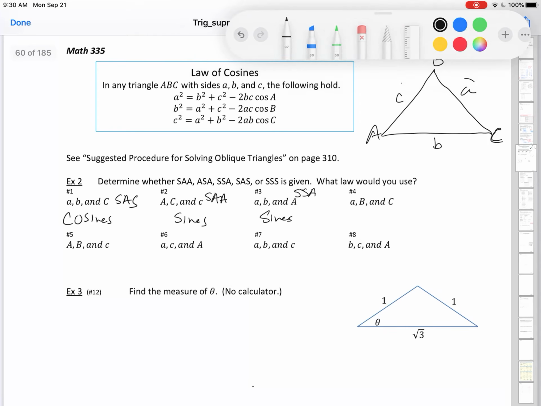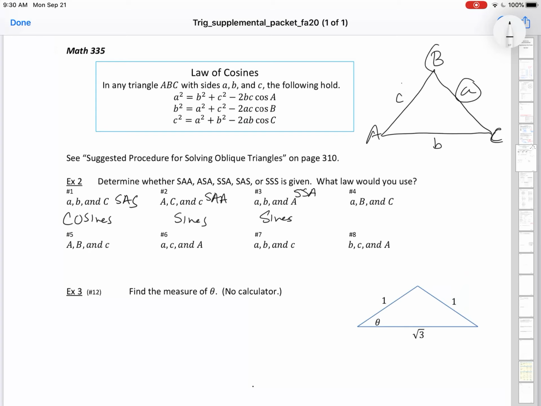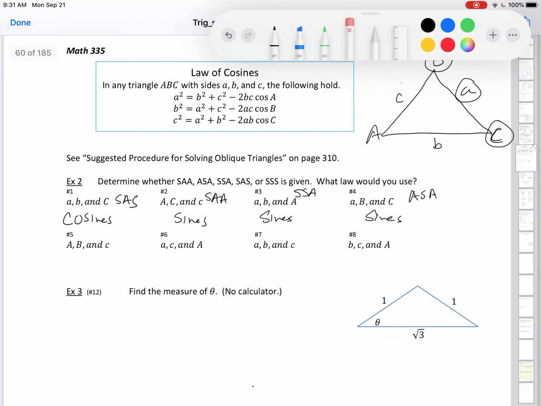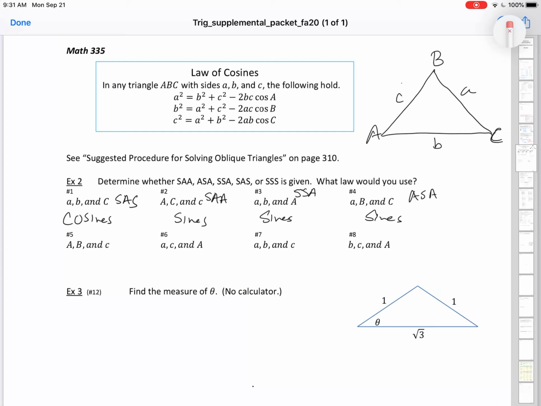We know in this one A, we know B, and we know C. So that's angle side angle. But anytime you're given two angles, you can figure out the third. So this is the law of sines. What do we got in the next one? We got a couple of angles, and the side in between them. So this is angle, side, angle. But again, you know two angles, so this has to be the law of sines.